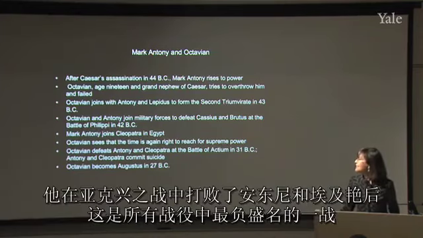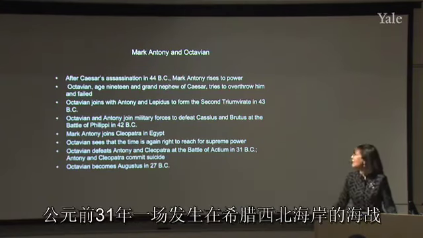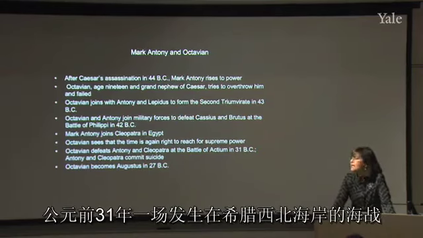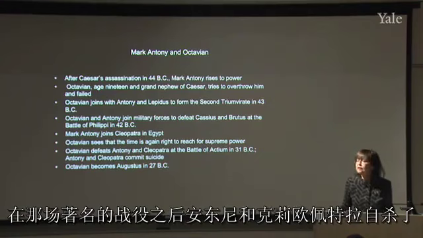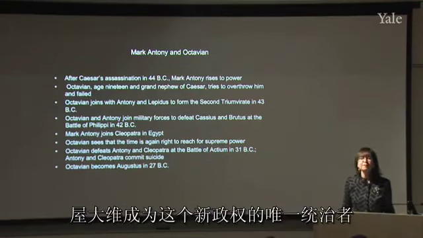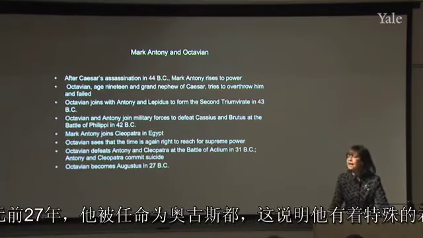And he defeats Antony and Cleopatra at one of the most famous battles of all time, the Battle of Actium, a naval battle which took place off the northwestern coast of Greece in 31 BC. After that very famous battle, Antony and Cleopatra commit suicide, and Octavian becomes the sole emperor of this newly emerging superpower, and he is appointed as Augustus, which meant that he had a special kind of majesty, in the year 27 BC.